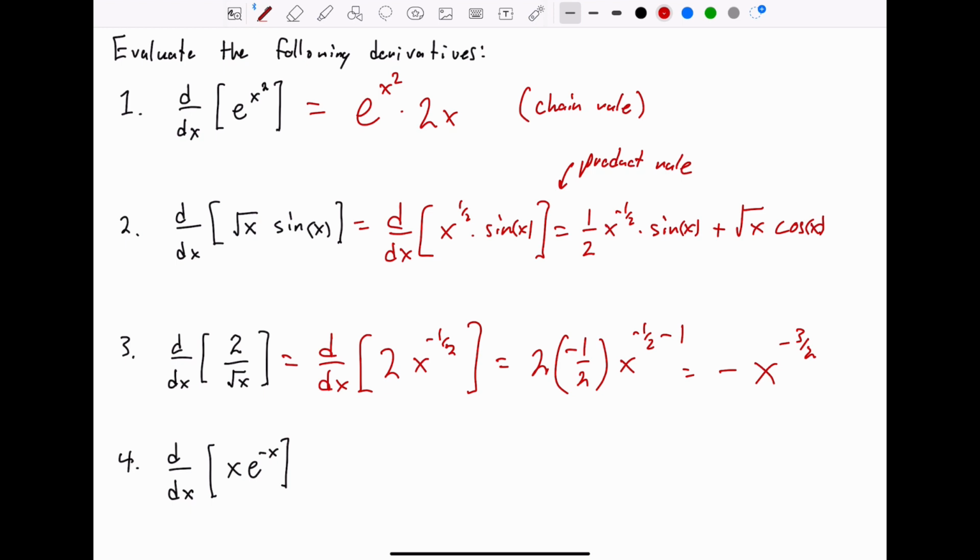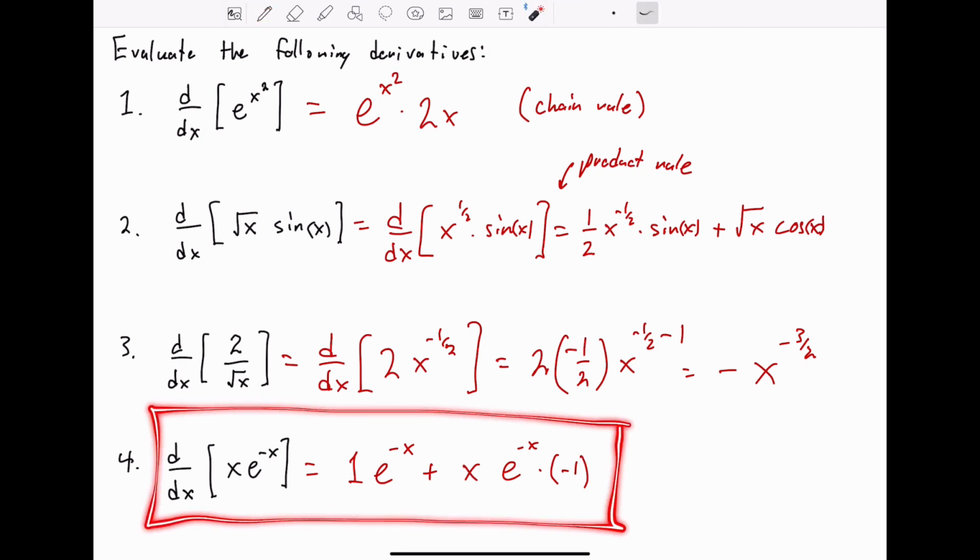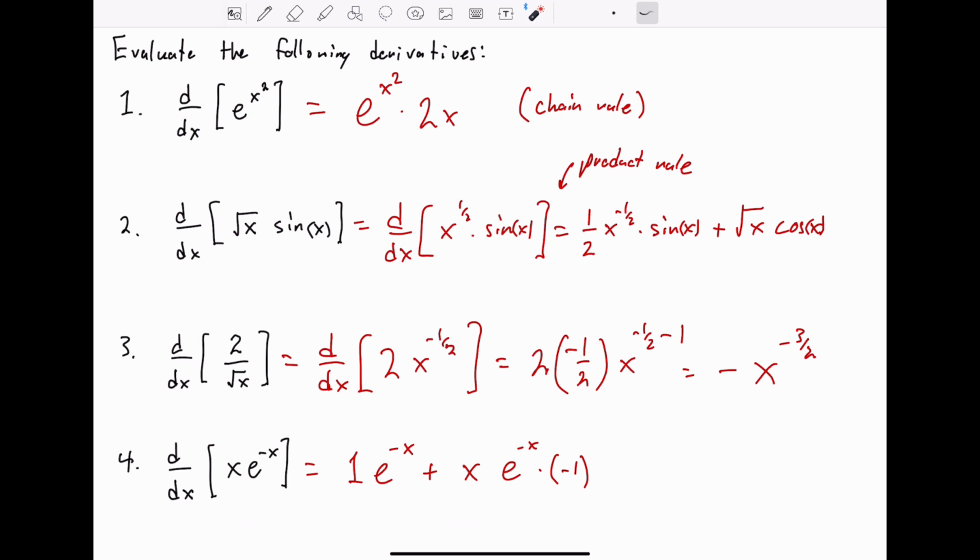Example 4, once again, uses the product rule. We want to take the derivative of x, which is 1, times the second function, no derivative, plus the first function, x, no derivative, times the derivative of e to the negative x. The derivative of e to the negative x is e to the negative x times the derivative of the exponent, negative 1. It's very important that we feel comfortable about the solution to that problem.